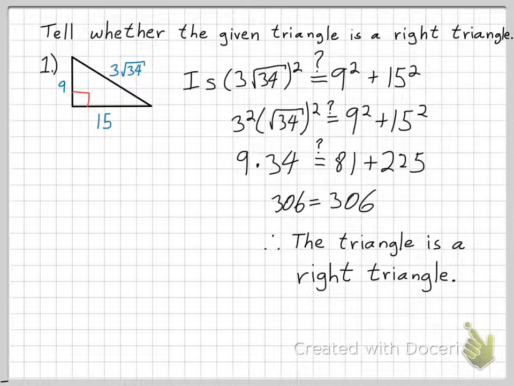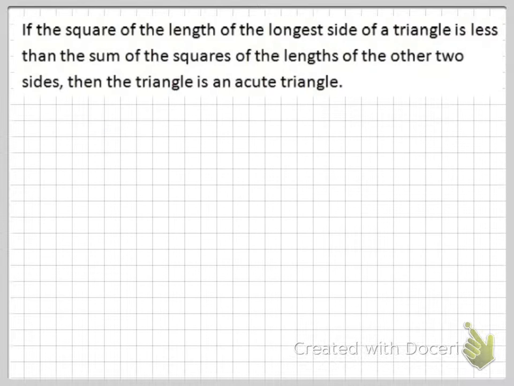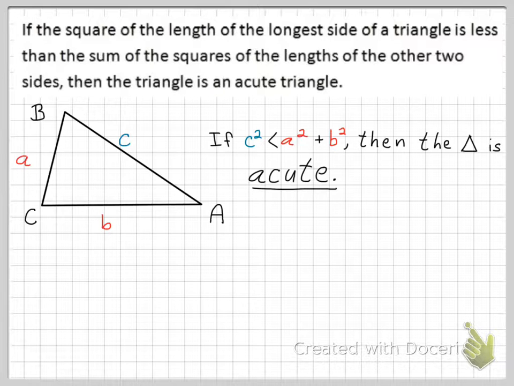So we've seen how the converse of the Pythagorean theorem is used to verify that a given triangle is a right triangle. But we also have theorems that we can use to verify that a given triangle is either acute or obtuse. Okay, so let's investigate that a little bit. So here's one for an acute triangle, and it says if the square of the length of the longest side of a triangle is less than the sum of the squares of the lengths of the other two sides, then the triangle is an acute triangle.